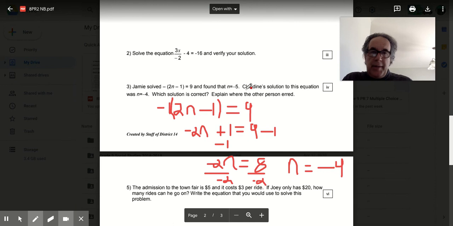I'm not going to walk through it again, but if they put in the -5, let's have a look at -5 if it was the answer. 2 times -5 is -10. -10 subtract 1 is -11. So what Jamie made the mistake of was in her signs in here. Okay, so be very careful of that one.